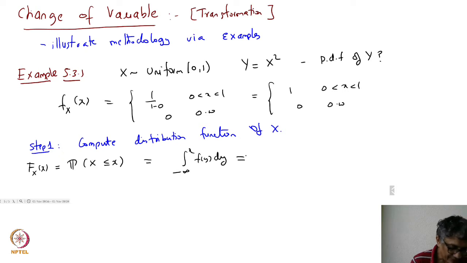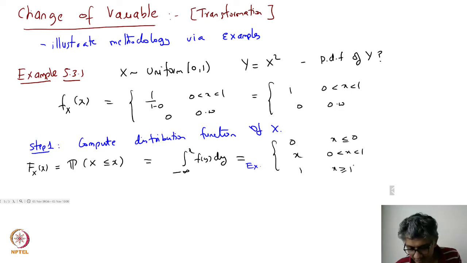We've done this in one of the previous classes: this is 0 for x less than or equal to 0, x when 0 is less than x less than 1, and 1 if x is greater than or equal to 1. That's how the distribution function looks.